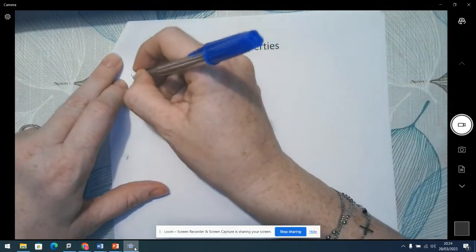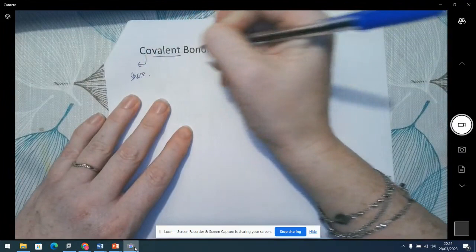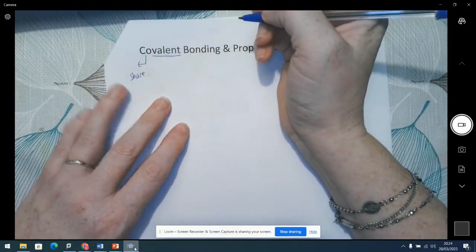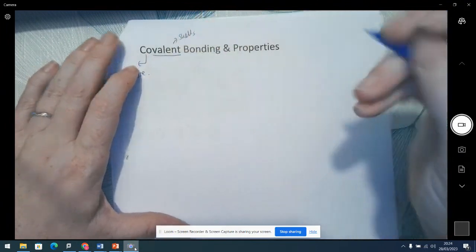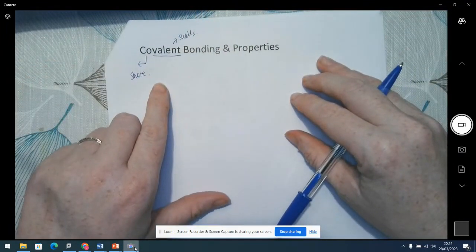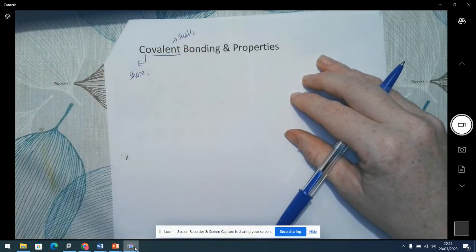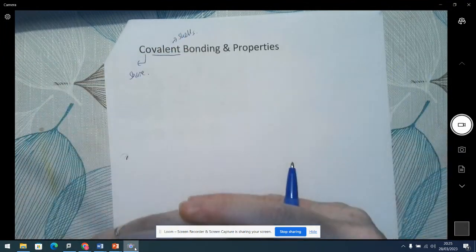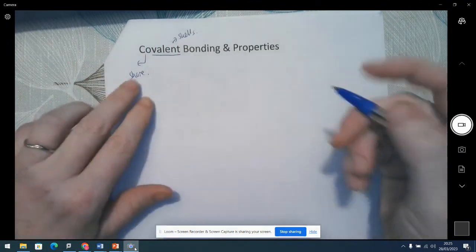The first thing I need you to be aware of is what this word actually means. So co means to share, so to work together. And valent stands for valency, which is the fancy scientific word for shells. So what we're saying is in covalent structures, they are sharing their shells. They're trying to basically get a full outer shell by sharing electrons.